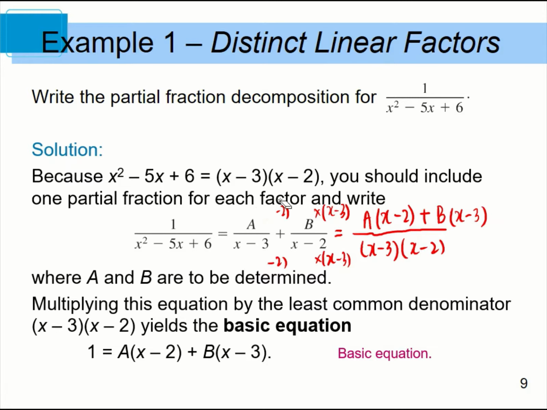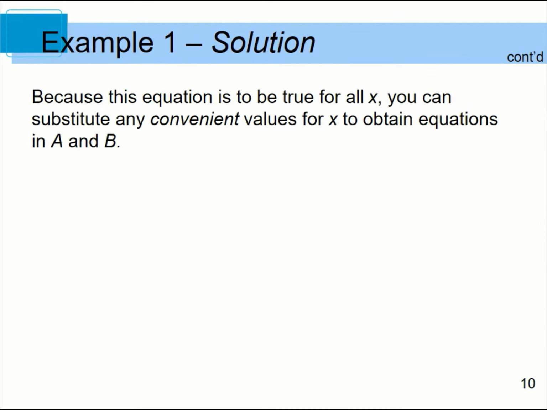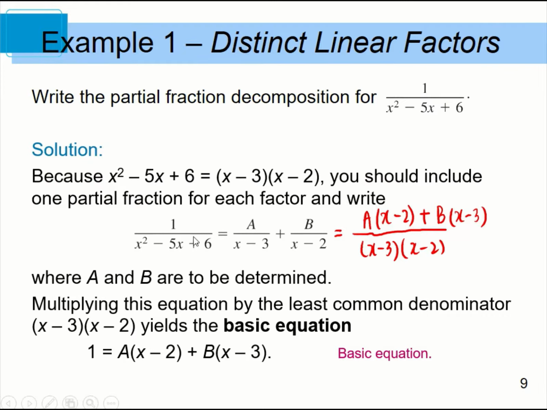When we compare this with the original, the denominator x minus 3 times x minus 2 expands to x squared minus 5x plus 6. So we know that A times (x minus 2) plus B times (x minus 3) must give us 1. Therefore, we have a basic equation here, which equals 1. From here, we can try to find A and B.